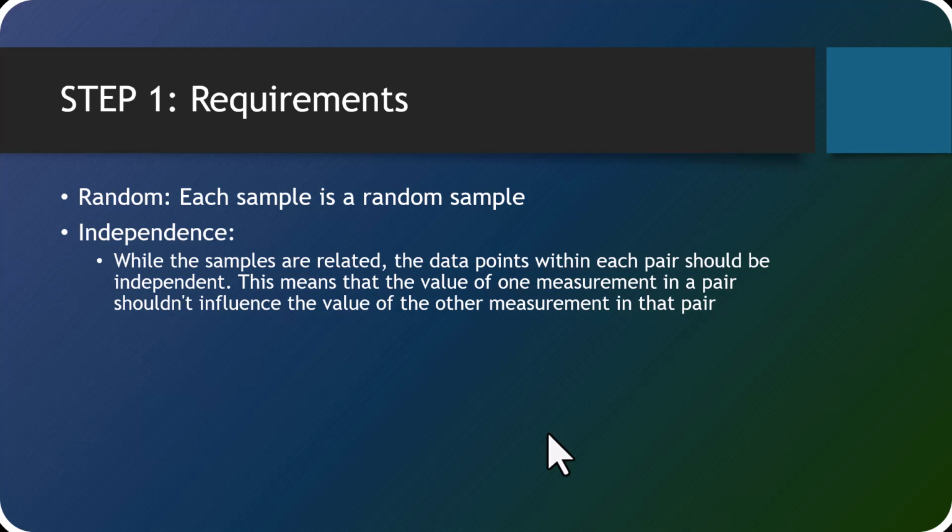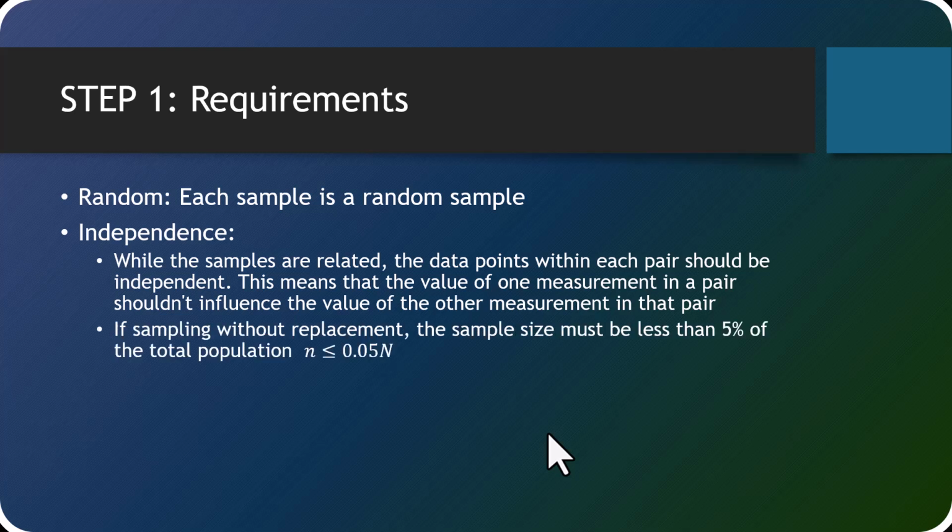However, I need to make sure that the before measurement of, let's say, that smart car doesn't affect the after measurement of the same smart car. So again, even though those measures are related and are being paired with each other, they still need to not affect the measurement of the other. And always, we're sampling without replacement, so we need to make sure our sample is smaller than 5% of the total population, and obviously 30 cars is much less than the total population of cars that exist in the world.